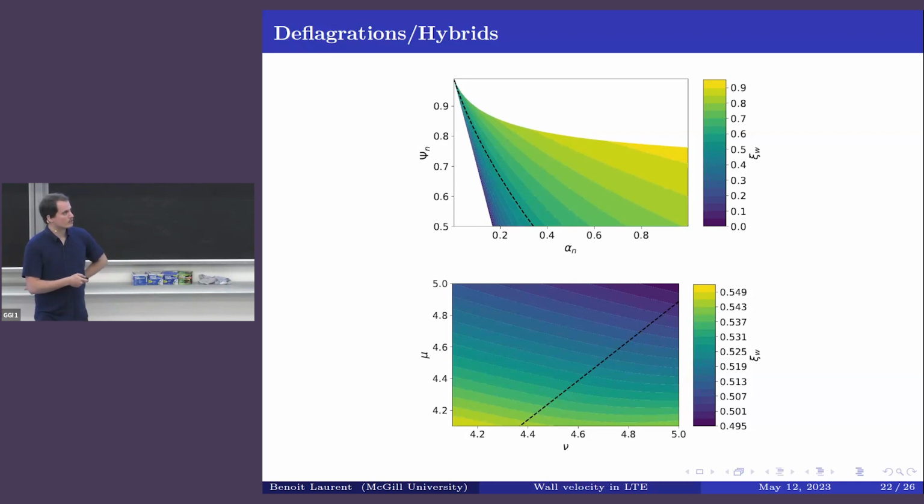And actually, we can show that below, I think, psi equals 0.77, you can have alpha as large as you want, as large as infinity, and you will still be able to find a hybrid solution. And this is very interesting for a few reasons. The main one is for baryogenesis. So to do baryogenesis, you absolutely need to have either a hybrid solution or deflagration. You cannot do it with detonation, or at least it's much more difficult to do that.